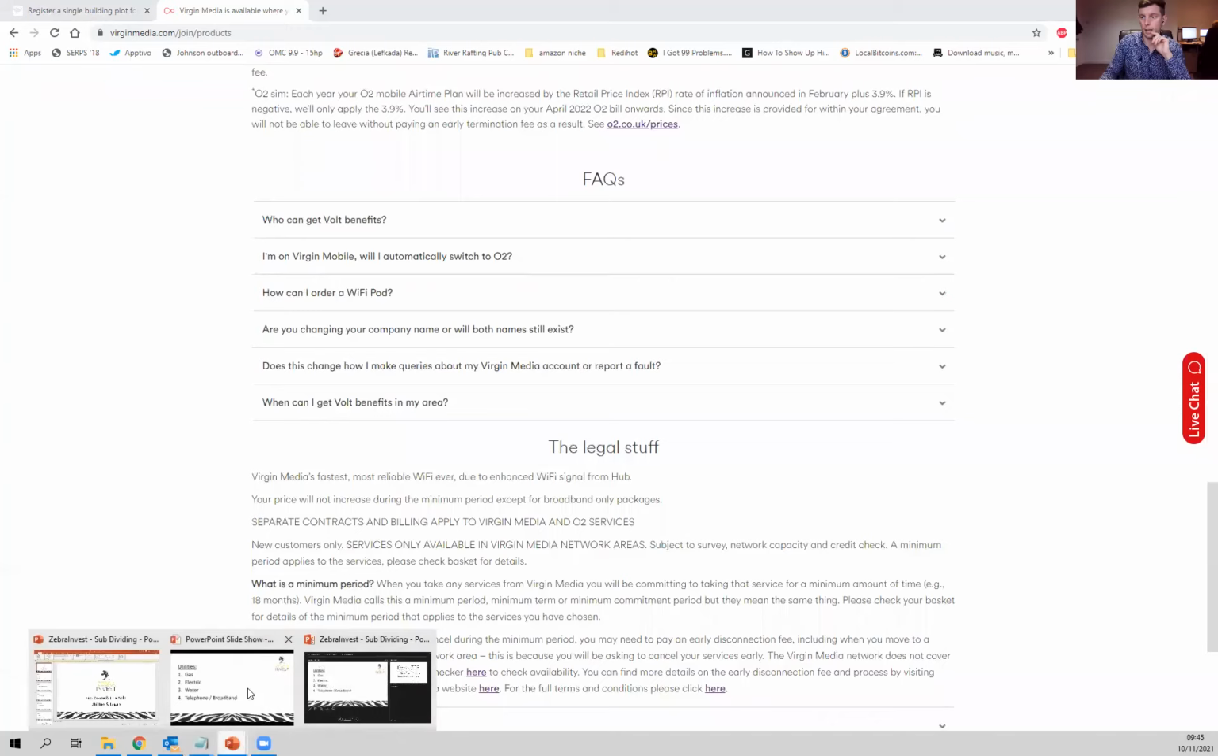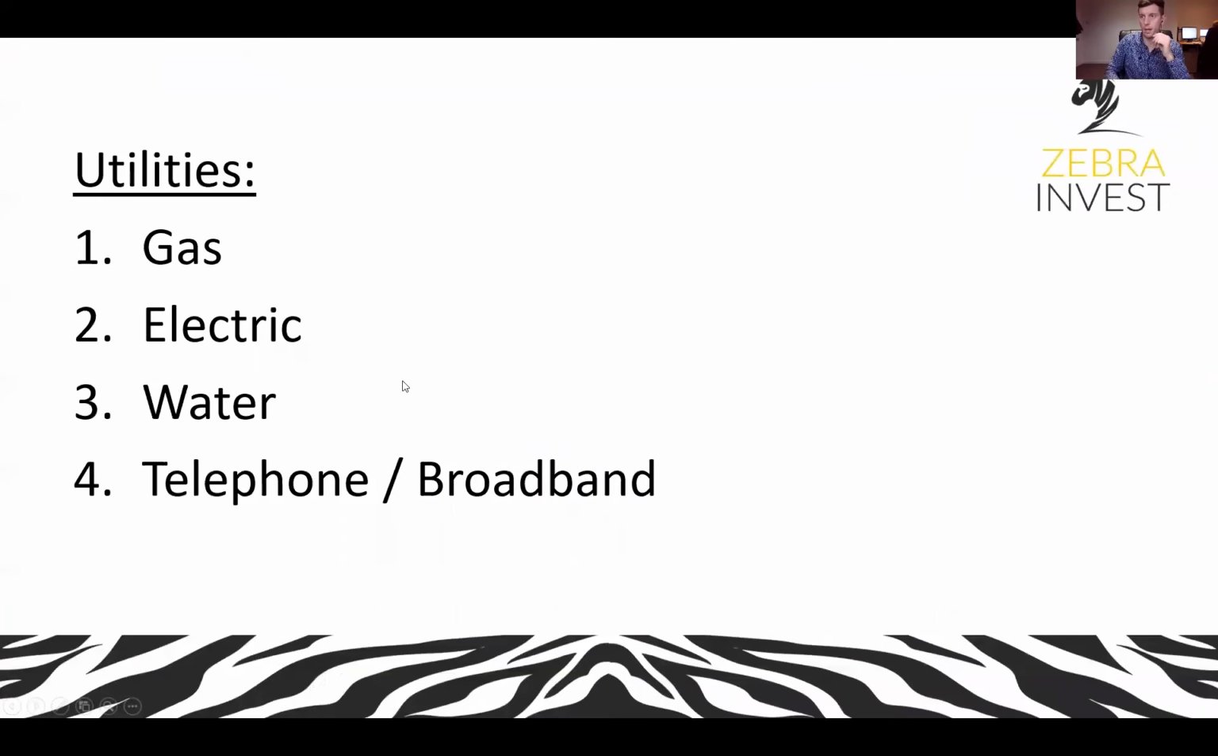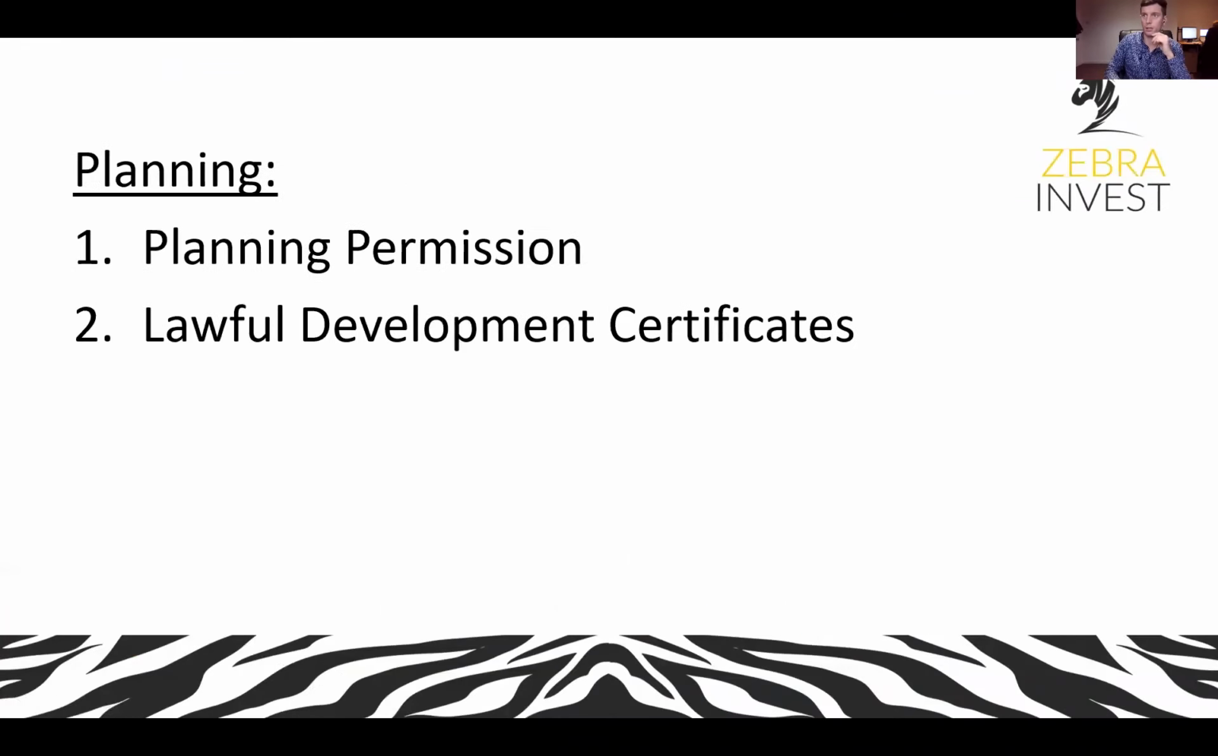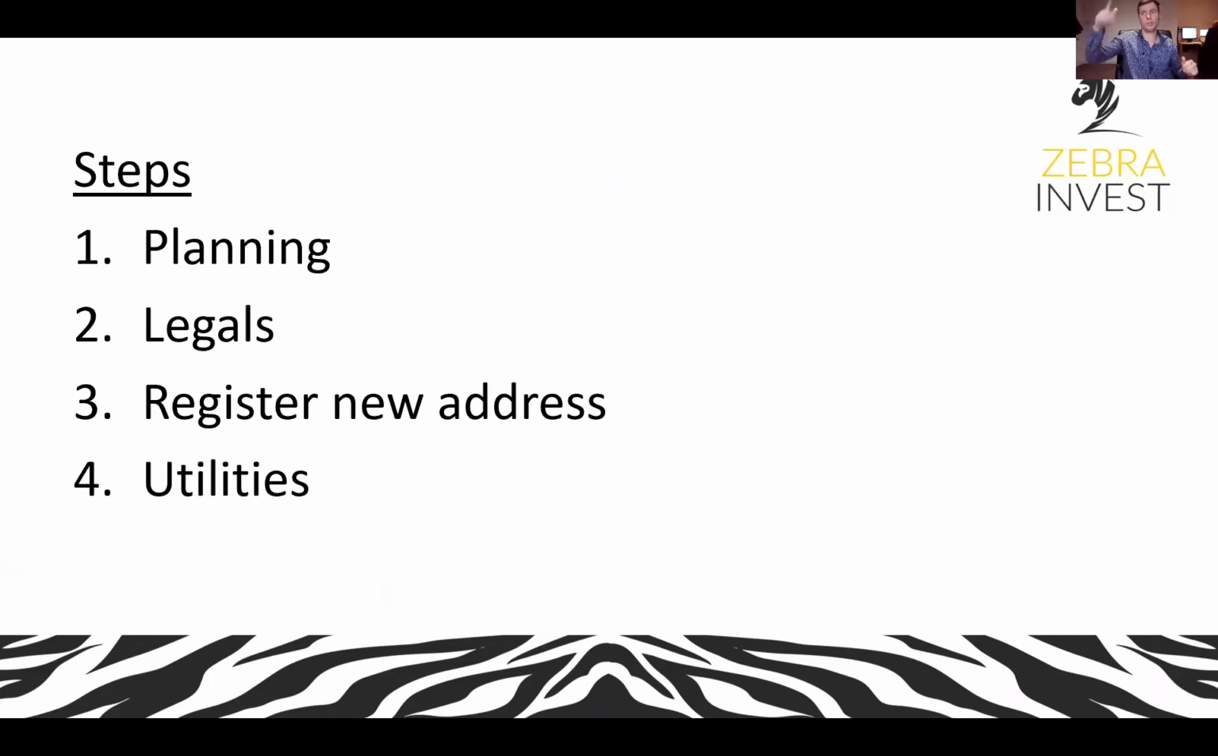So that has been a whirlwind tour of all of them. I've covered a lot. That is steps 1 to 4: how to get your planning in place, how to get the legals together, your new address, and your utilities. At that point, once you've done all of those, you will have a separate unit, a separate building that can be used as a new building and sold separately. I realise that's a lot of information, a lot of detail to take in, but once you've got that step by step, from start to finish, you will be able to do it.